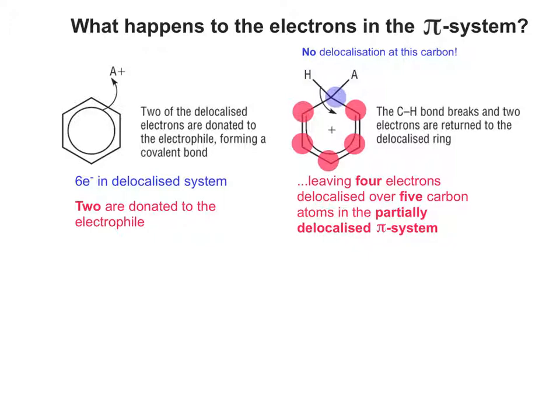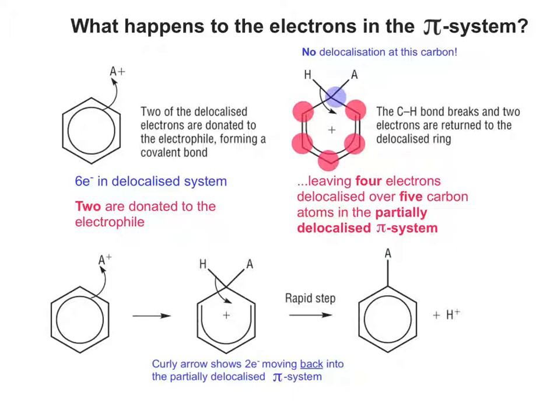So let's look at what happens next. So what the curly arrow actually shows is 2 electrons moving back into the partially delocalized pi system. So by the end of the reaction, or the end of the mechanism, there are 6 electrons again and the fully delocalized pi system has been restored.